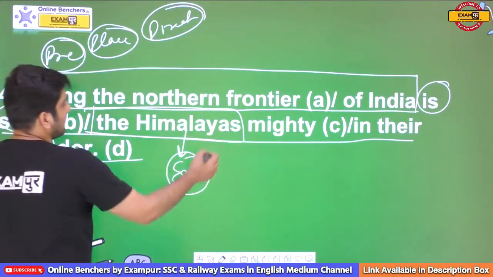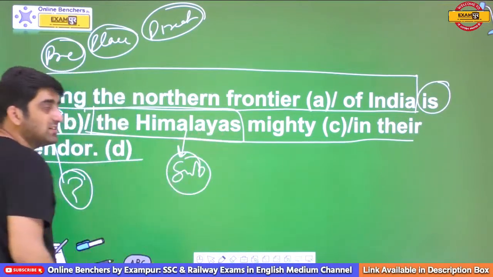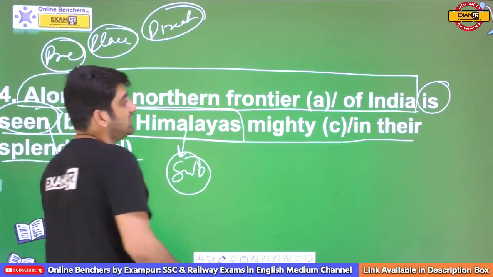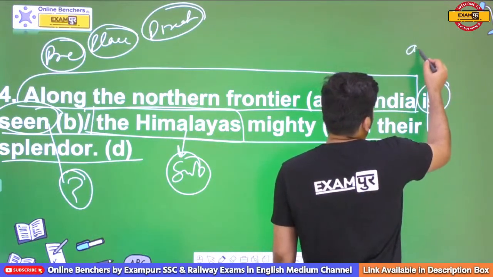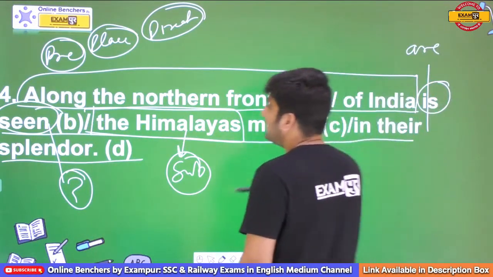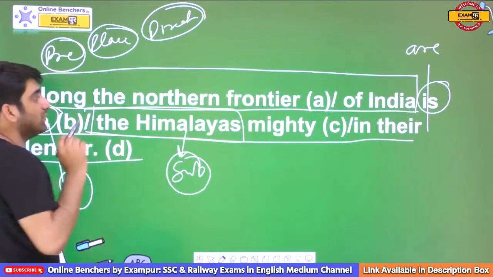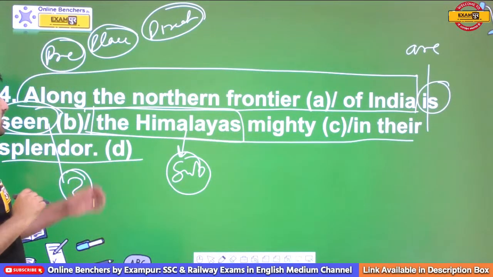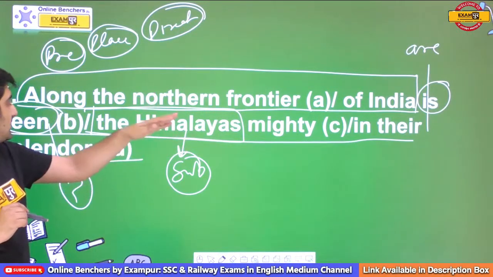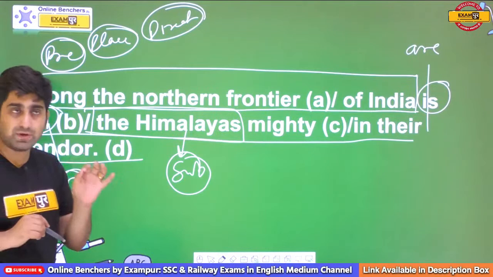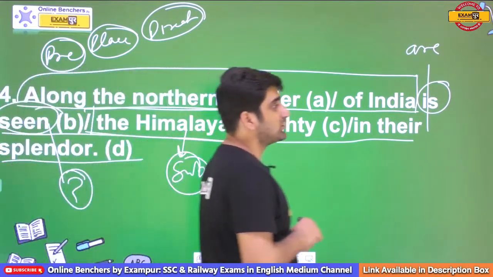Since our subject is Himalayas, and Himalayas is a plural subject, our verb should be plural. So this is wrong. It should be "are." The correct sentence will be: "Along the northern frontier of India are seen the Himalayas, mighty in their splendor." Okay, and this is how we can solve this question.